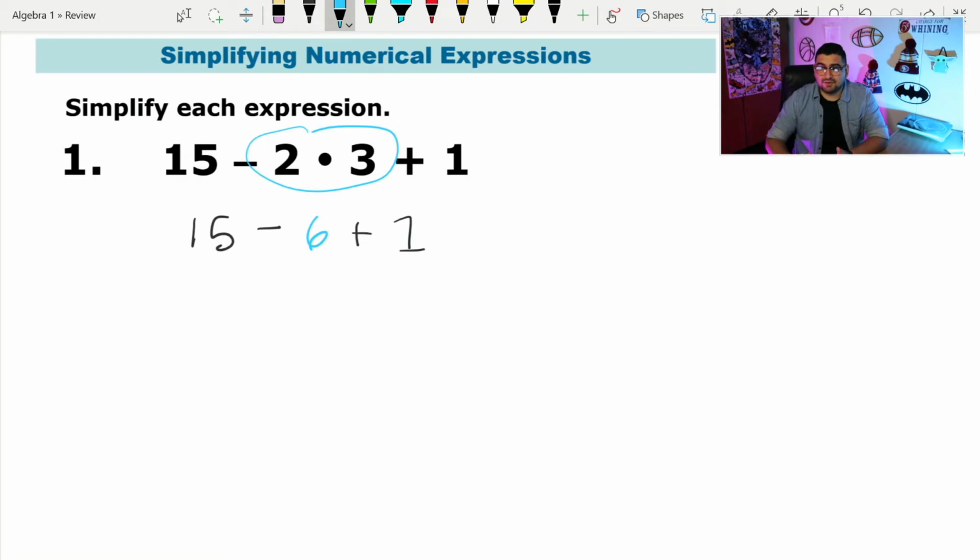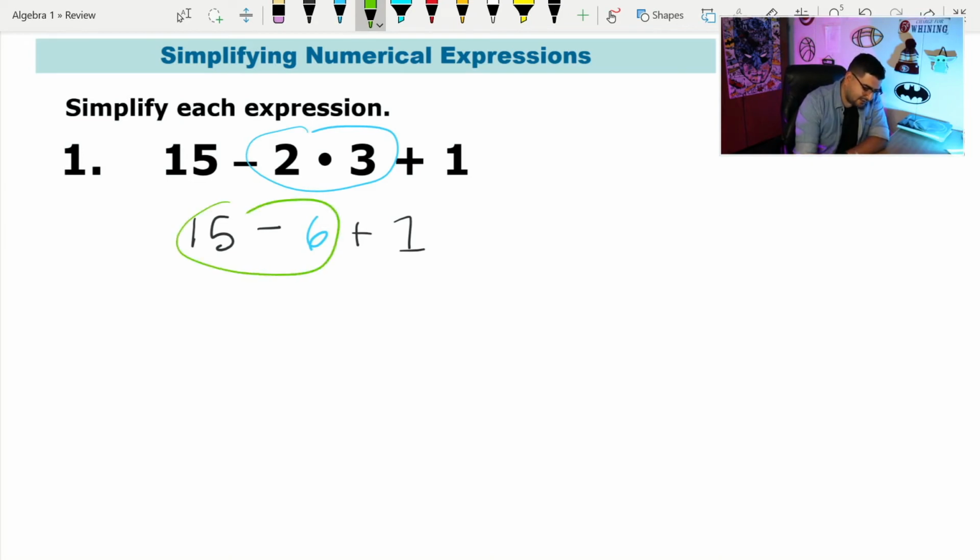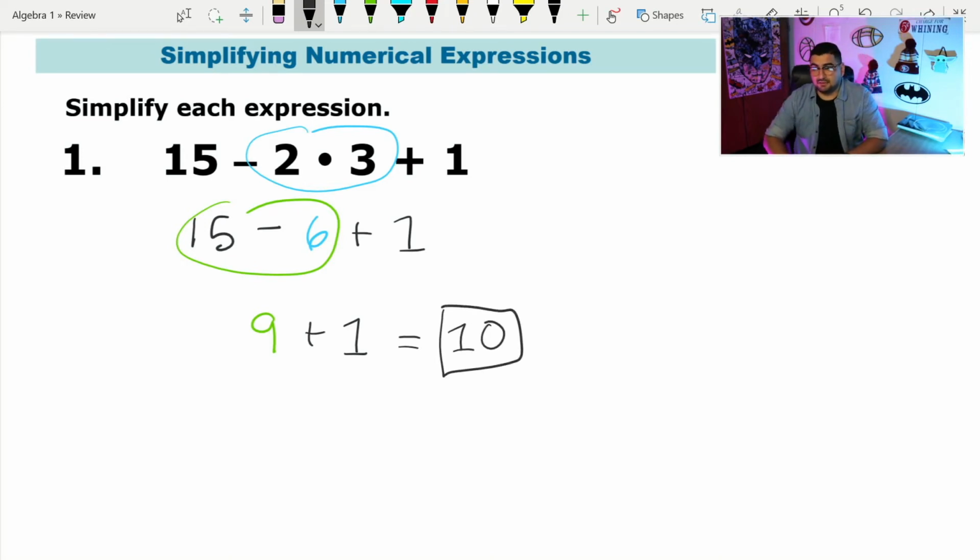So now I'm just focused on addition and subtraction, but I'm going from left to right. So instead of doing 6 plus 1 first, I'm actually going to do 15 minus 6 first. So if I do 15 minus 6, that leaves me with 9. Now I'm left with plus 1. 9 plus 1 is just 10. So therefore, for this problem, my answer is 10.